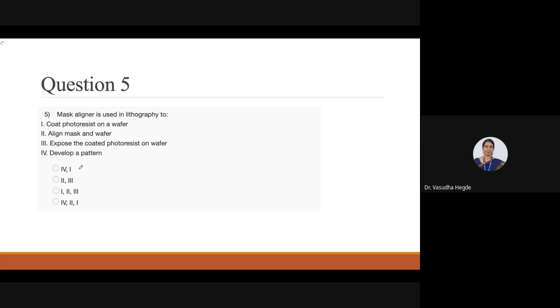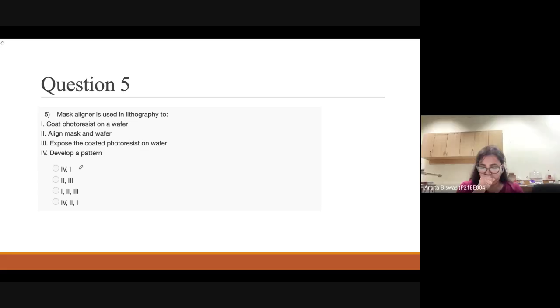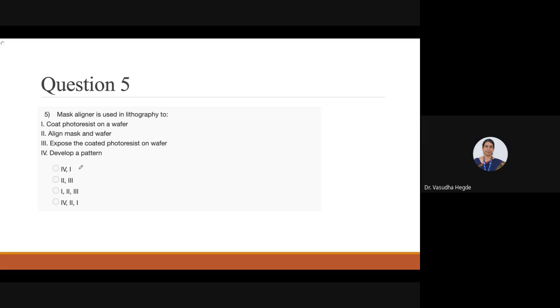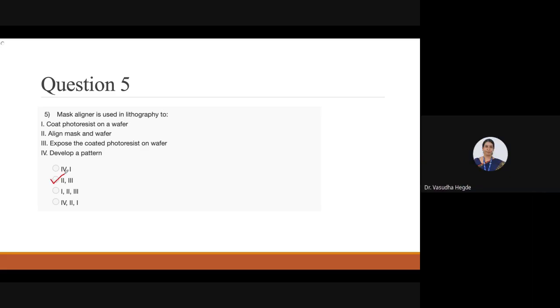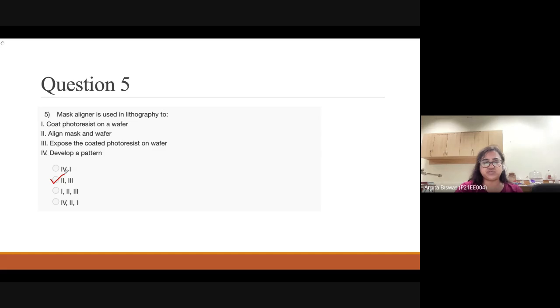Okay. Coat, then align the mask and the wafer is the priority. It has to happen like that. But because that option is not available, I'm just going ahead with the next possibility, expose the coated photoresist on wafer as well, because wherever there is an alignment mark, that also will get exposed. So I would go for 2, 3. That is option 2. Yes, the right option is option 2.